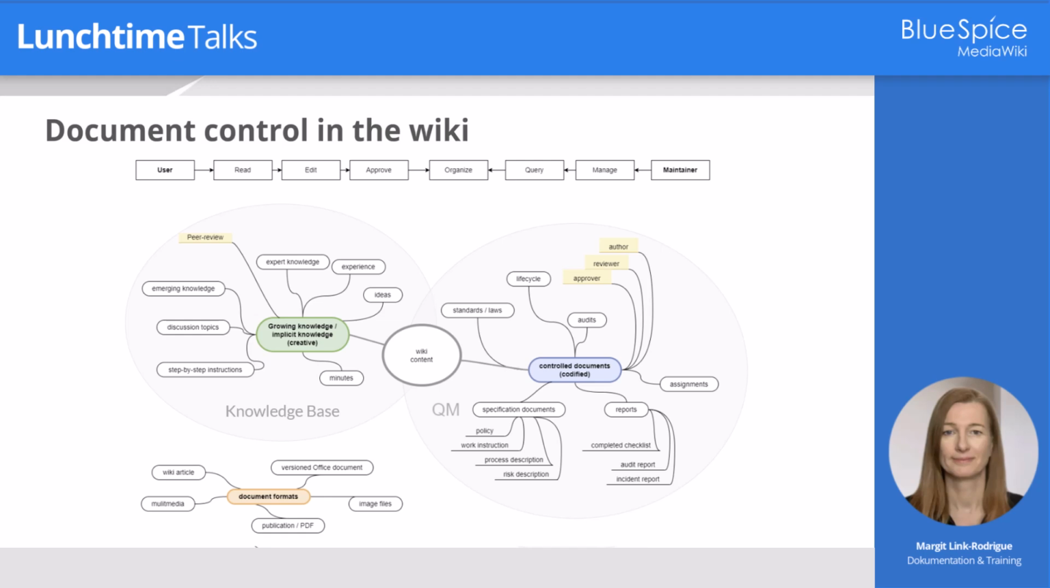You can distinguish between specification documents. Those are things like policies, work instructions, process descriptions, and so on that, of course, need to be maintained. And then you have, on the other hand, reports related to quality management. Those are documents that are written one time to show that you did a certain thing, something like a completed checklist or an audit report or some incident report, something that then doesn't really have a life cycle on its own, but it is important to have a record of it.